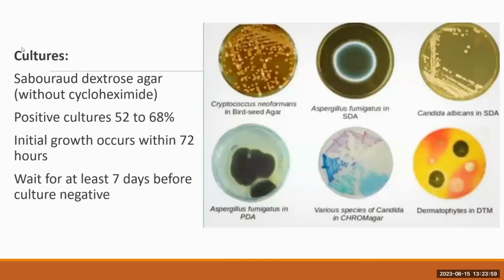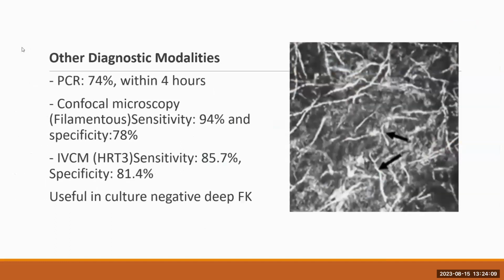Fungi can be cultured in Sabouraud dextrose agar and potato dextrose agar. Initial growth occurs within 72 hours, and we have to wait for at least 7 days for the culture to be negative. Other diagnostic modalities are polymerase chain reaction and confocal microscopy. The image given here shows the hyphae in confocal microscopy.